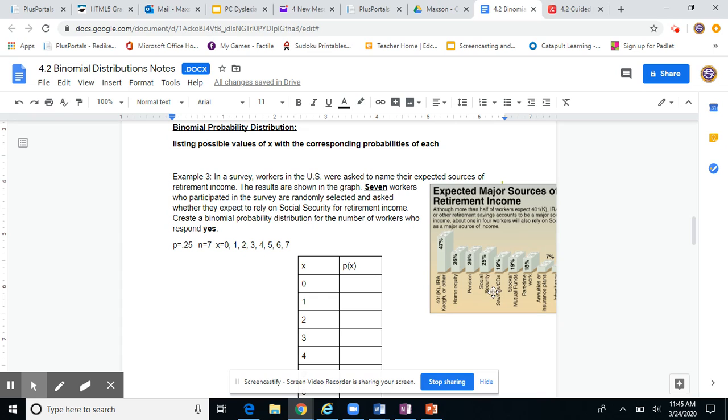So on our little chart here, it says 25%. So that's our probability that we'll be using. Create a binomial probability distribution for the number of workers who respond yes. So yes is our success, 25% probability that they are going to respond yes. 7 is our total. So p is 0.25, n is 7, and then x can be any number from 0 to 7, because x is the number of successes. So we either have 0 people saying yes, we have 1, 2, all the way up to a maximum of 7. Since we only interviewed 7 people, we're not going to have any x values beyond 7.